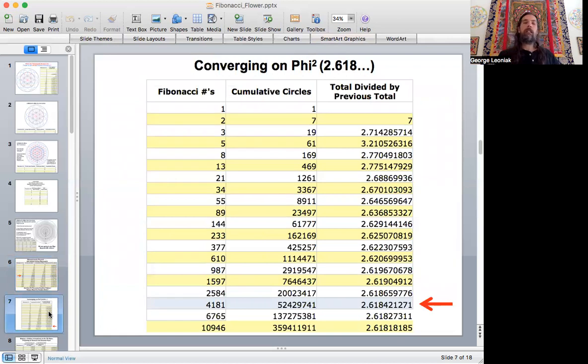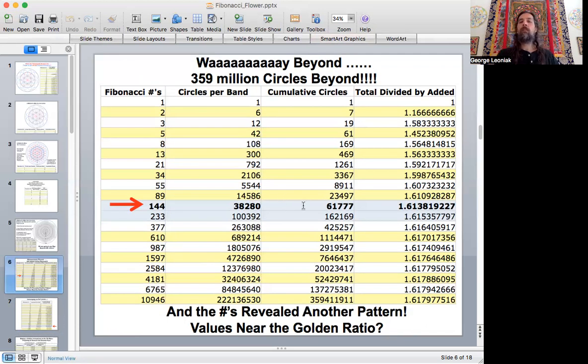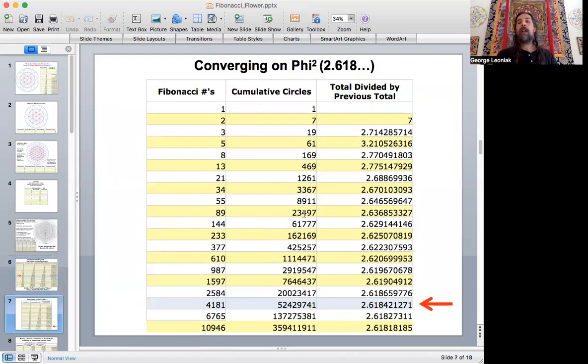Now, another way to look at this data is, in the previous one, I was dividing the circles per band, right? So those are the bands of circles to the total. But let's just look at the cumulative circles from the 61777 to the next Fibonacci number below it, and the next Fibonacci number below it. And that's this set sequence of data. So I'm just dealing with the Fibonacci numbers. I'm not including the band of circles.